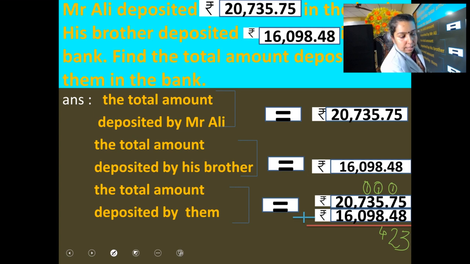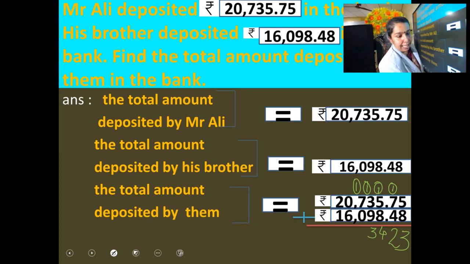So 8 plus 5 is 13. We are getting carryover 1. 7 plus 1, 8. 8 plus 4, 12. Again, we are getting carryover as 1. 5 plus 1 is 6. 6 plus 8 is 14. Again, we are getting carryover as 1. 3 plus 1, 4. 4 plus 9, 13. Again, we are getting carryover as 1.